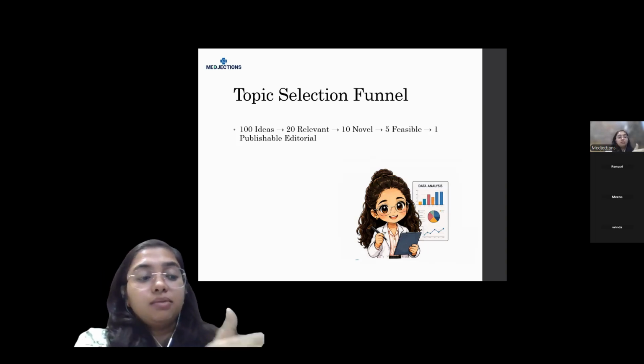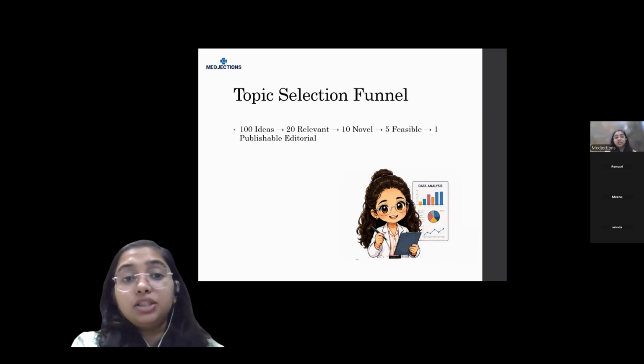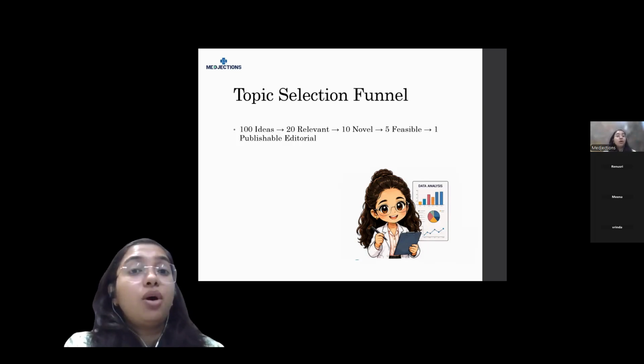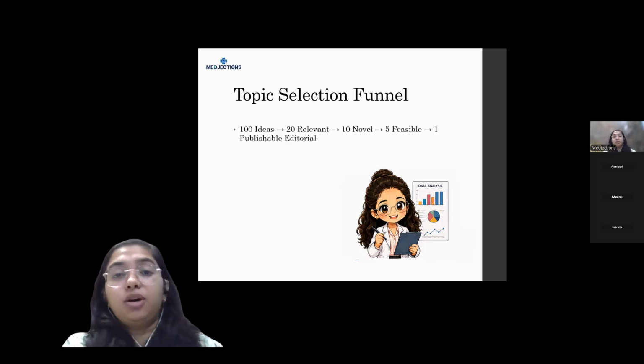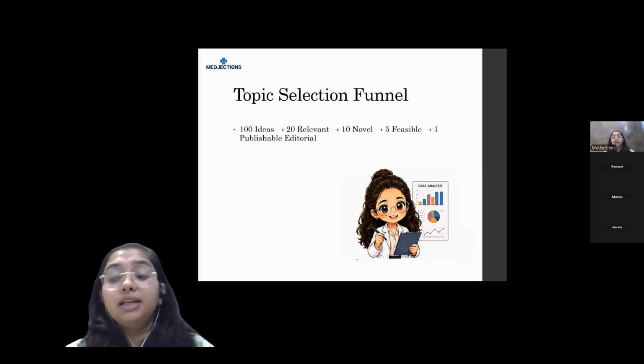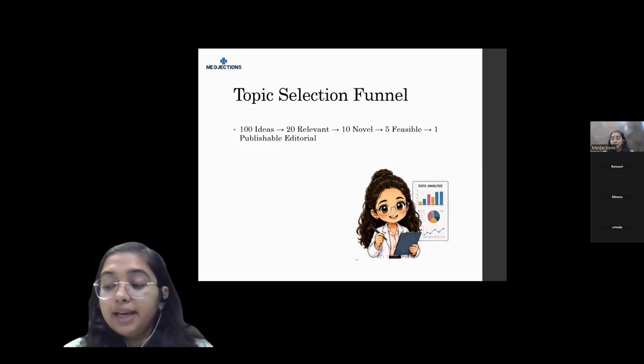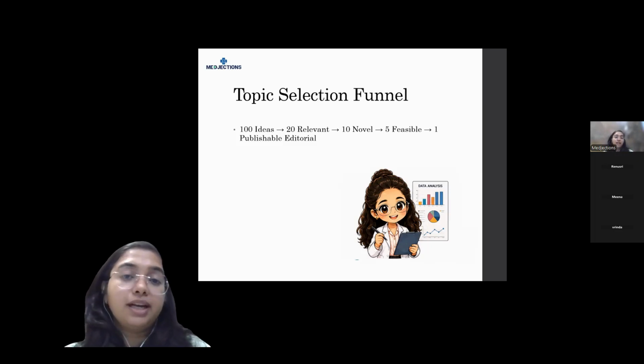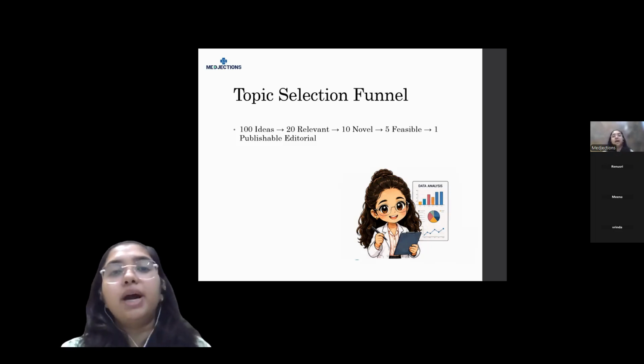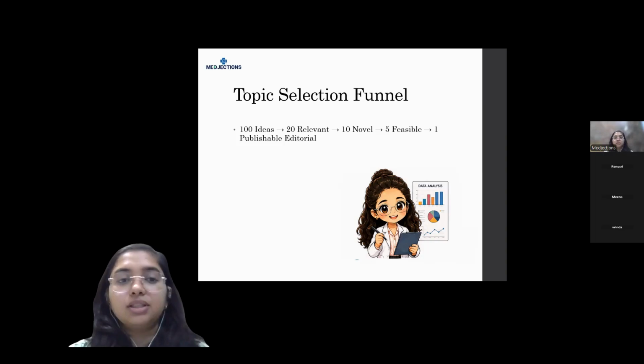From the 100 ideas, you can shortlist 20 relevant topics of your interest. Then you search for the 10 novel topics. From those, you start searching each topic, and you will see some of them are already published, so those are already out. Then you check feasibility, whether these topics are feasible or not. From there, you get one or two ideas and you can work on that. So this is how you select the topic.